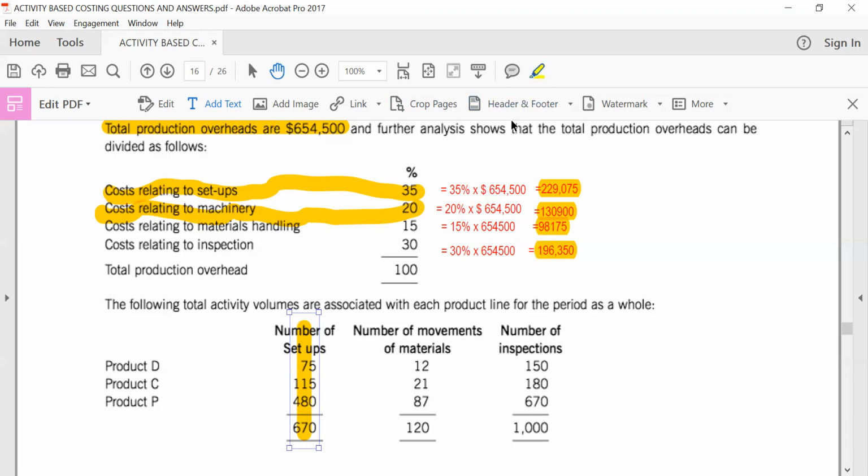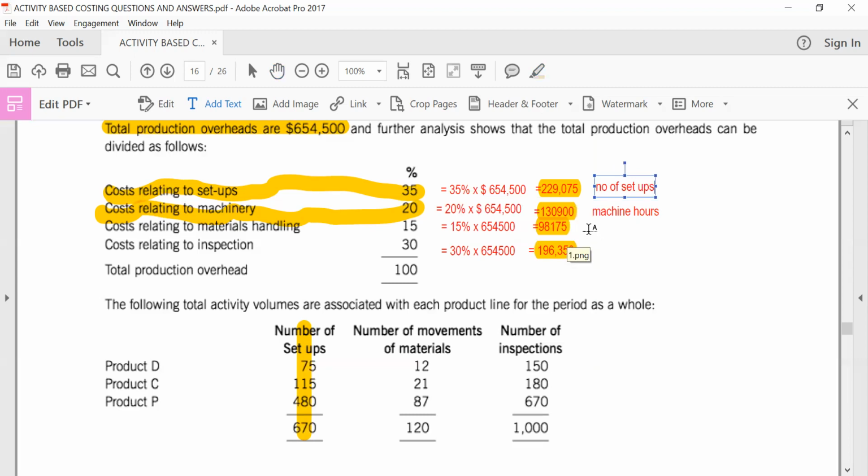We move on. The next one is machine cost. Machine cost is 130,900. So here we do not say there should be number of machines. No, it shouldn't be number of machines, but it's going to be machine hours. Because the examiner gave us the machine hours. Do not forget that. So that is going to be machine hours. Here, the first one we said is the number of setups.